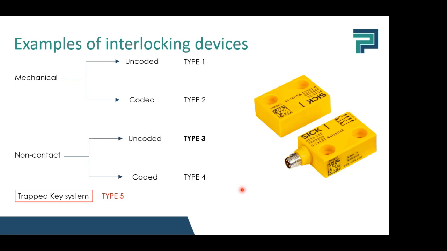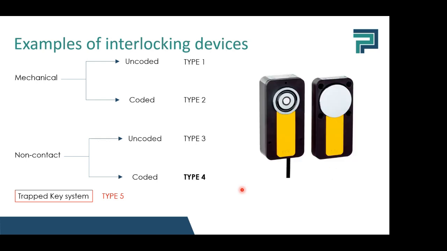Why? Because if we use another magnet and bring it near the sensor, the guard will still be detected. The fourth type has to be coded, and an example of this is an interlocking device with RFID. So only certain RFID codes can be detected.